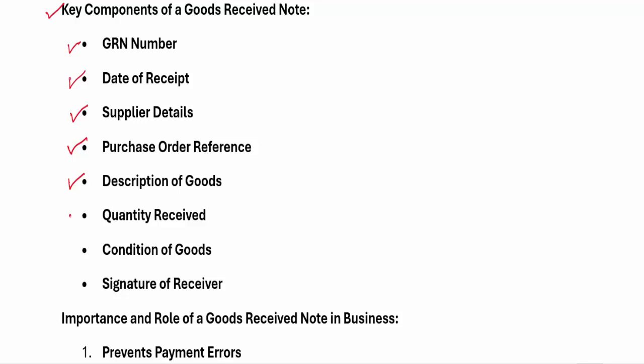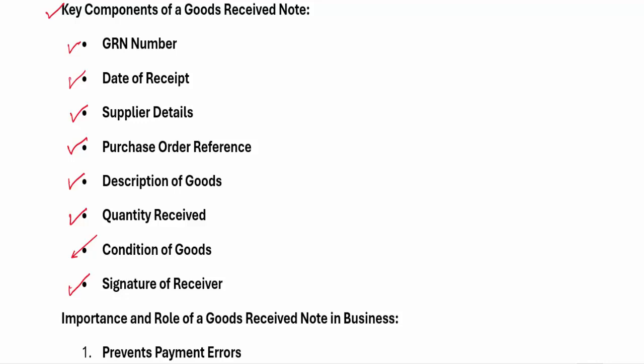Quantity received. The quantity of each item received, which is compared against both the purchase order and the supplier's invoice. If there is a discrepancy, such as fewer items received than ordered, this is recorded on the GRN. Condition of goods. Any issues with the condition of the goods, such as damages or defects, are noted here. This is important for quality control, as damaged items may need to be returned or replaced.